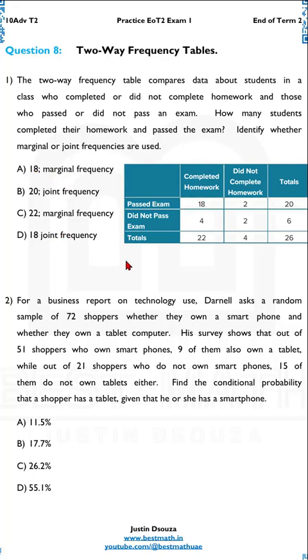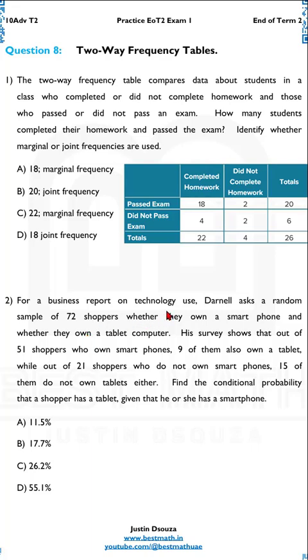So it's either marginal frequency or joint frequency. Identify whether it's marginal or joint frequency. See, marginal is about totals. So you can look at these totals, 26, 26, totals of 22, 4. That's marginal. But now we are dealing with the ones which are inside. So it is joint frequency. It's option D. That's the correct answer.